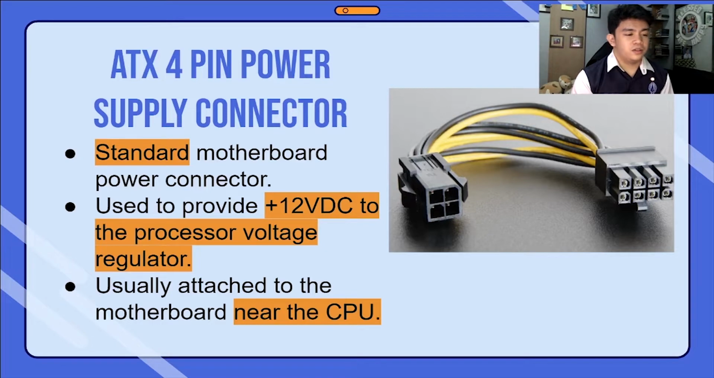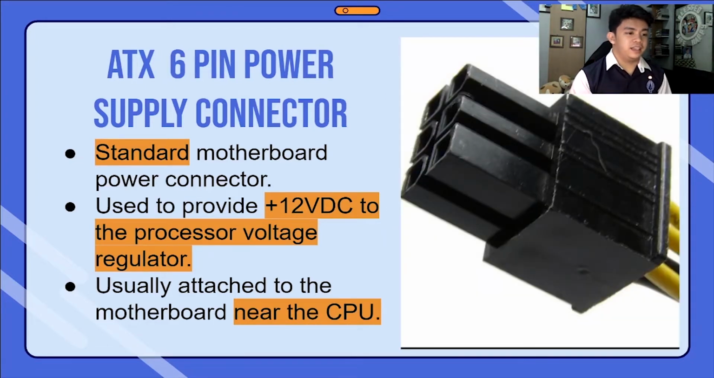This is the standard motherboard power connector. Ito yung kasama ng 24-pin power supply connector na nagsusupply ng power sa motherboard natin. Used to provide plus 12 VDC to the processor voltage regulator. Usually attached to the motherboard near the CPU. Ito yung makikita natin sa usually sa kaliwa ng ating CPU. And then next we have the ATX 6-pin power supply connector. Basically same lang siya dun sa ATX 4-pin connector, pero ito naman 6-pin siya.